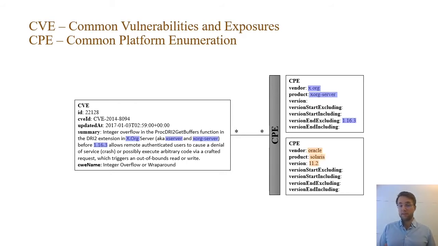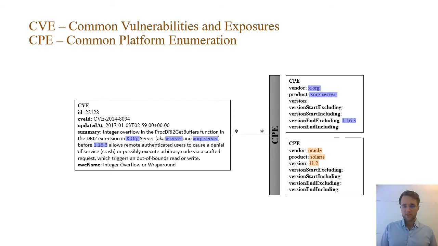Other CPEs that actually are linked to the CVE may not be found in the summary because they are vulnerable out of the context of the vulnerability or the context of other CPEs. In this case, it might be that the Solaris system is using Xorg server.